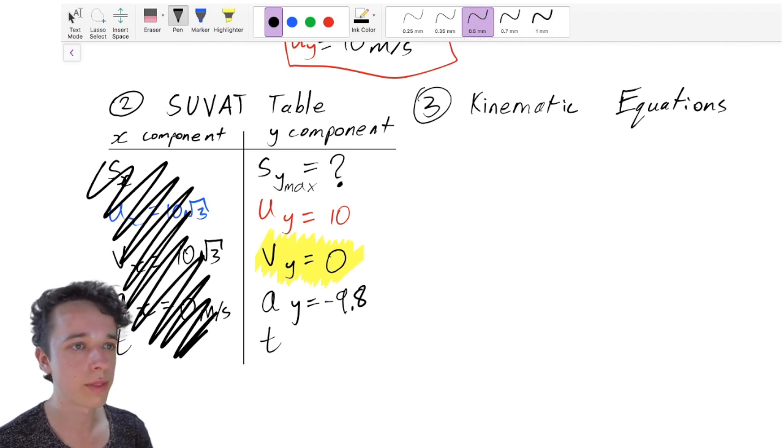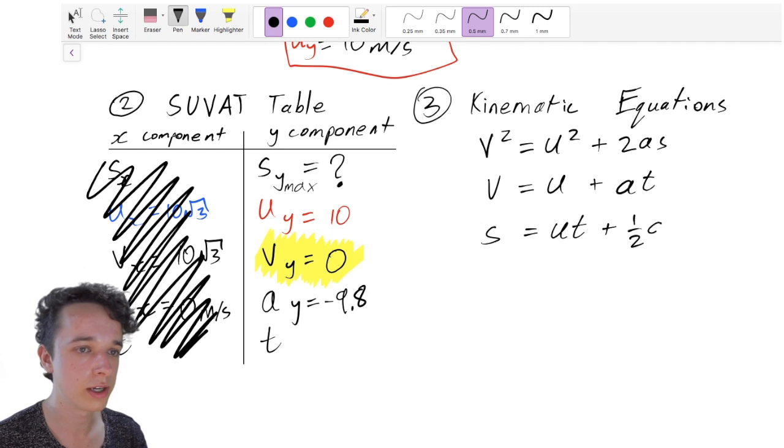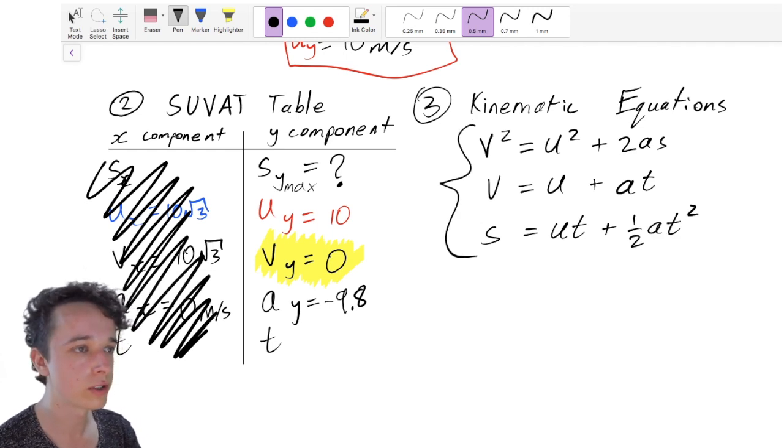So now we're on to step 3. What are our kinematic equations? Well, they are v squared equals u squared plus 2as. There's v equals u plus at, and s equals ut plus half at squared. So these are our kinematic equations.